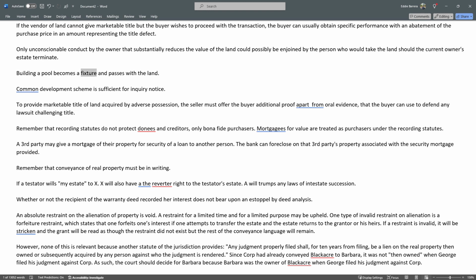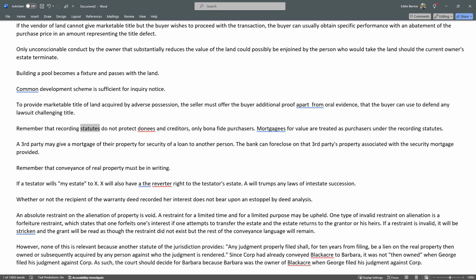Building a pool becomes a fixture and passes with the land. Common development scheme is sufficient for inquiry notice. To provide marketable title of land acquired by adverse possession, the seller must offer the buyer additional proof apart from oral evidence that the buyer can use to defend any lawsuit challenging title.